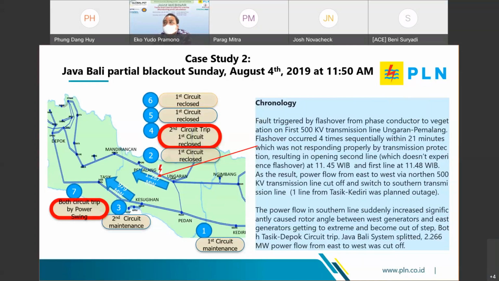But this is not like before in 2015. This fault triggered a blackout, a partial blackout in the west system.